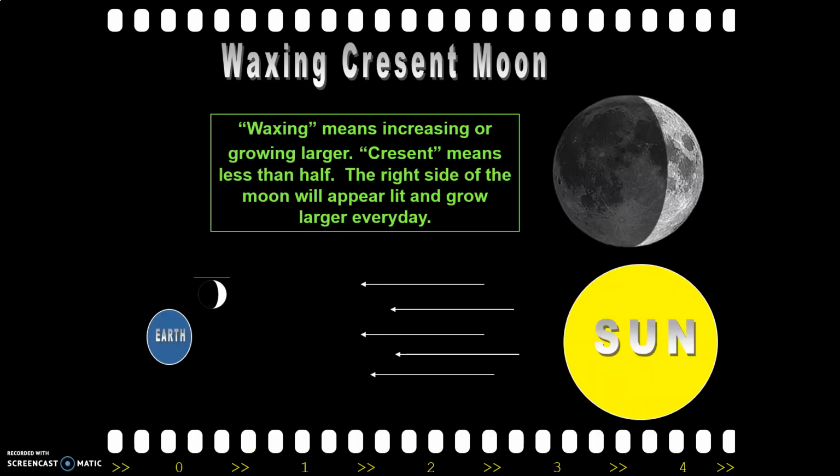The phase after the new moon is called the waxing crescent moon. The word waxing means increasing or growing larger. The word crescent means less than half. The right side of the moon would appear lit and grow larger every day.